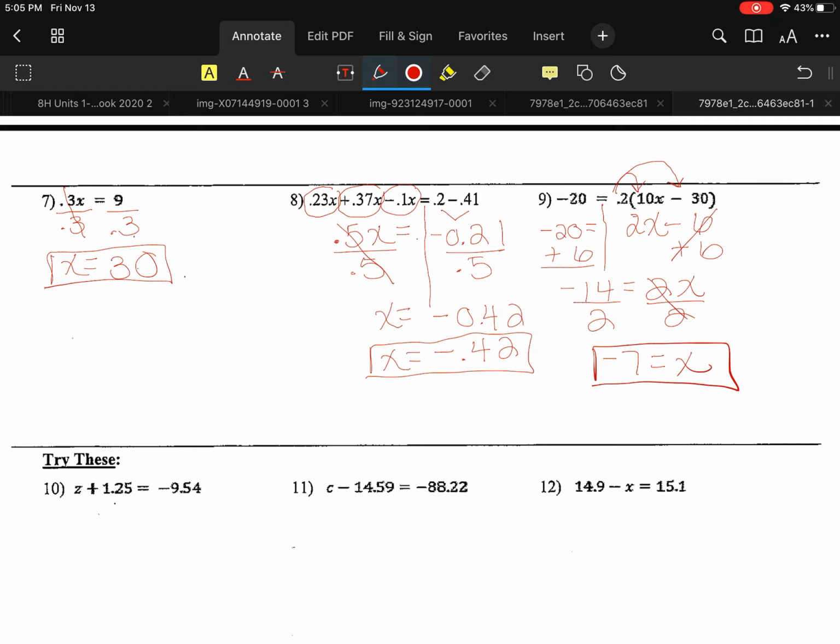Hopefully, if you tried those on your own, you did well. If you missed anything or made any mistakes, please correct them. We will do the try these in class together.